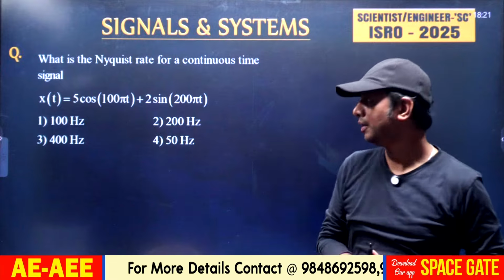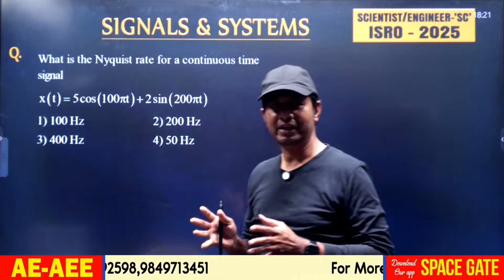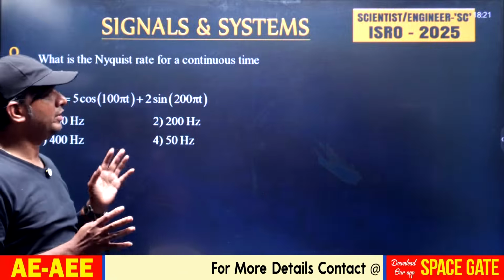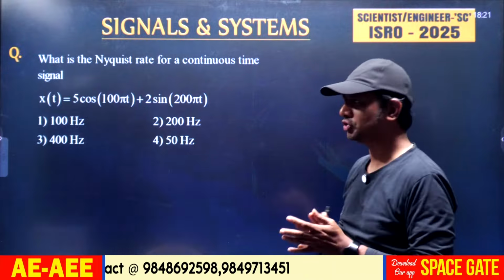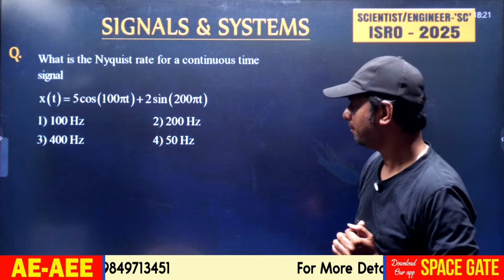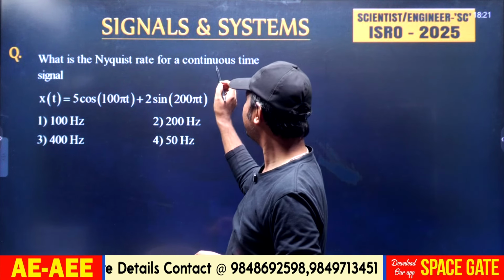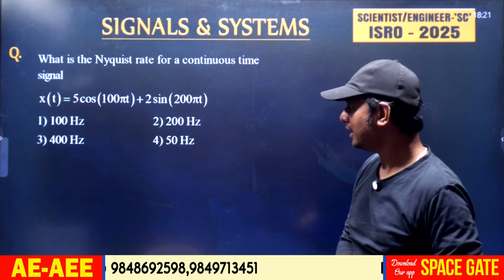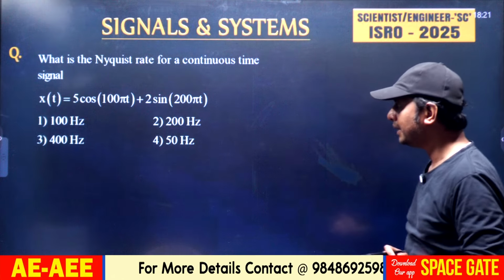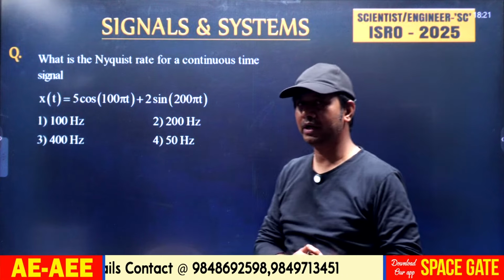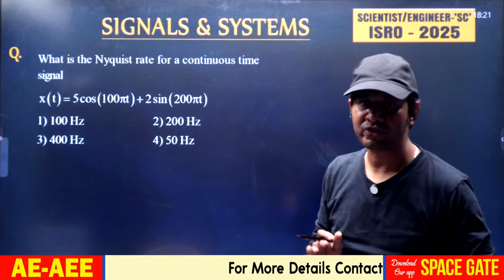Now, we'll try to observe the solutions of signals and systems given in ISRO paper 2025. So, here are the signals and systems questions. What is the first question? In this question, he is asking what is the Nyquist rate for a continuous time signal x of t equal to 5 cos 100 pi t plus 2 sin 200 pi t. Now he is asking us to find out the Nyquist rate.